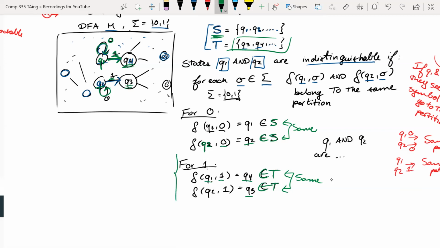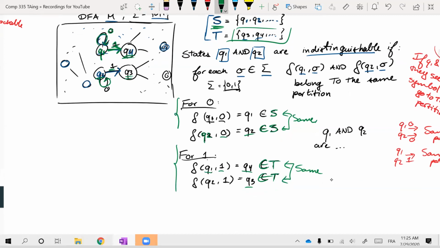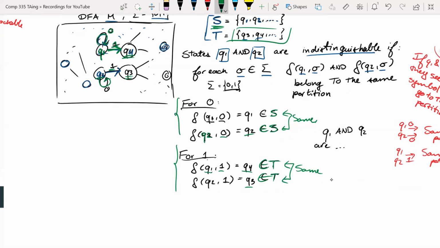Because for 0 and for 1, Q1 and Q2 go to the same partition. Remember, I'm not saying that these two are the same. They don't need to be the same. But for a particular symbol, for 0, they go to the same partition S. For 1, they go to the same partition T. So that means that together, the states Q1 and Q2 are indistinguishable.